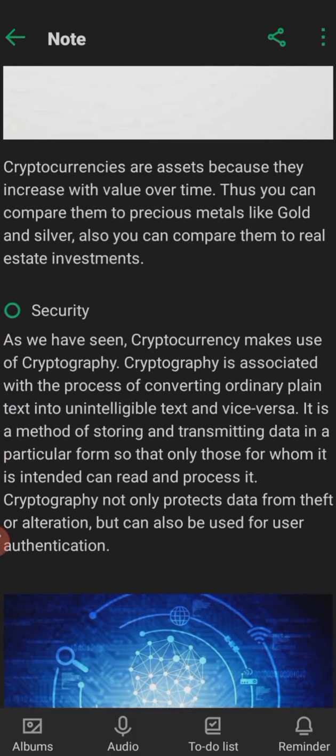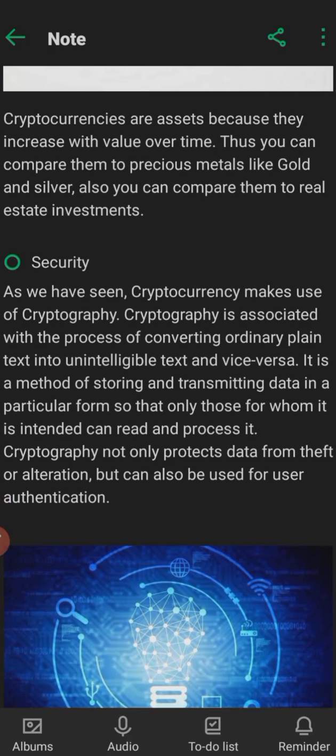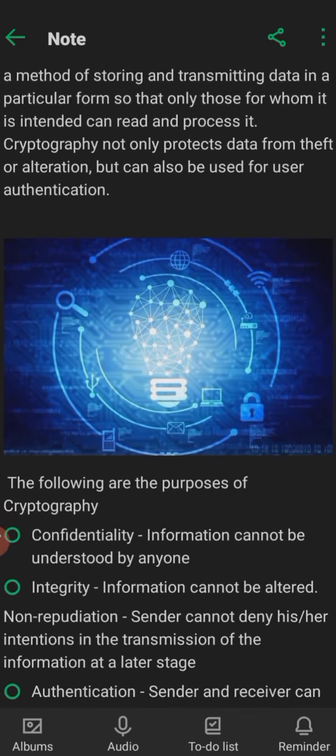Now, the third aspect of cryptocurrency is security. As we have seen, cryptocurrency makes use of cryptography, and we're about to explain what cryptography is. Cryptography is associated with the process of converting ordinary plain text into unintelligible text and vice versa. It is a method of storing and transmitting data in a particular form so that only those for whom it is intended can read and process it. Cryptography not only protects data from theft or alteration, but can also be used for user authentication.